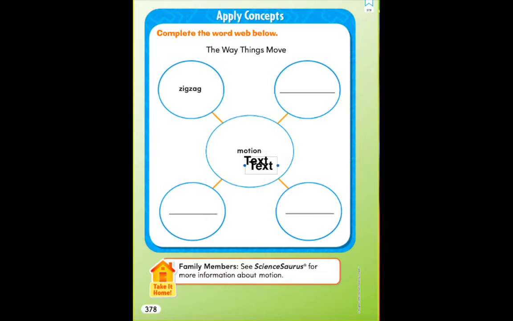They have already done zigzag for us. So one is round and round. The other one is back and forth. And the other one is straight line. These are the four motions we learned.